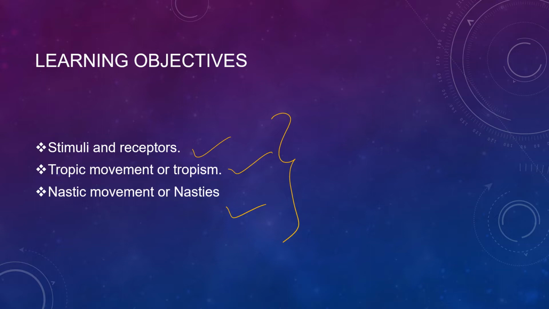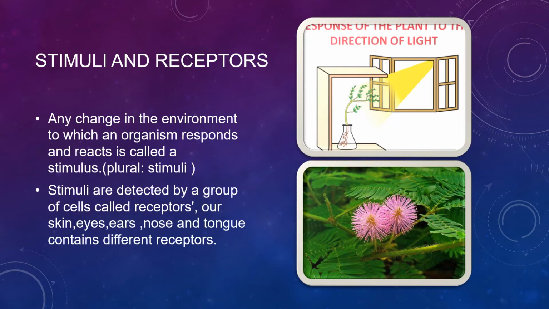So let us start with today's episode of Chemical Coordination Part 2, where we are going to study about tropic movement and nastic movement. Now first we should know about what are stimuli and receptors. So let us see what is a stimuli and what are receptors.